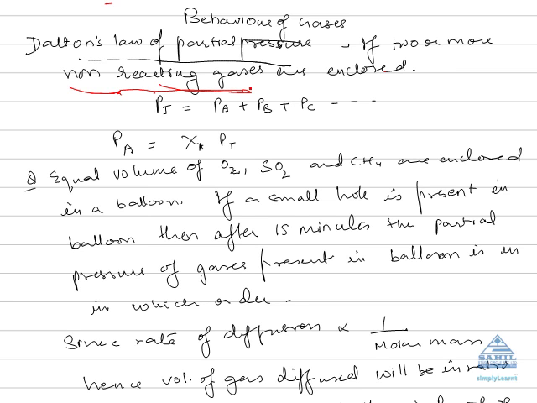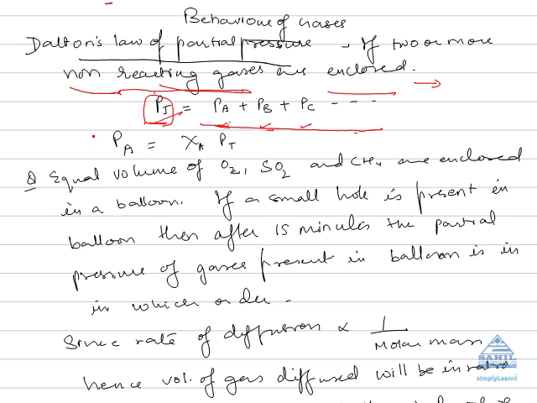Now, if non-reacting gases are enclosed in a container, then the total pressure of the gas in the container is the sum of all the partial pressures of the gases enclosed in the container. Suppose there are three gases, so PA plus PB plus PC, and if there are more than three gases, then the sum of all the pressures of the gases gives you the total pressure.